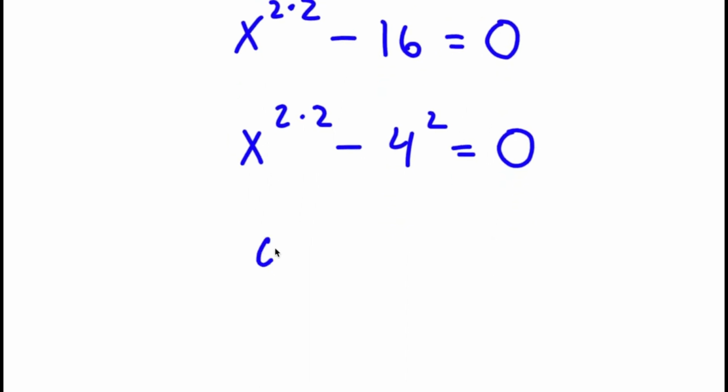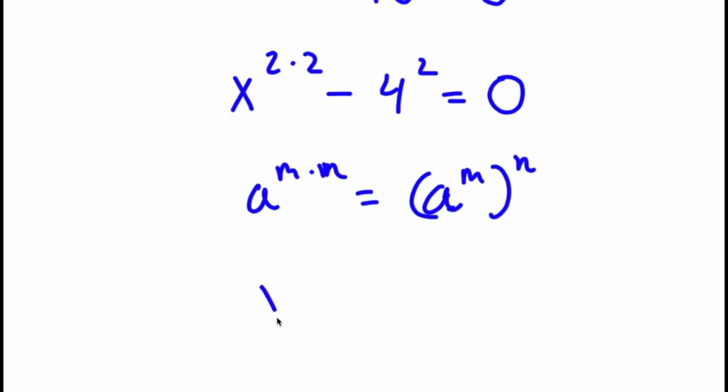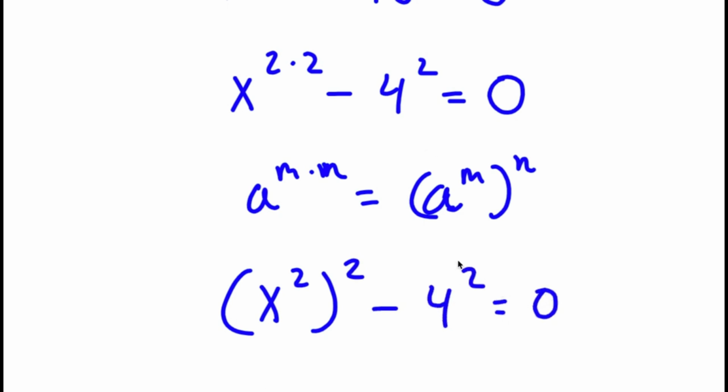Now if I have something in the form a to the power of m times n, this is equal to a to the power of m to the power of n. So in this case, x to the power of 2 times 2, I can rewrite as x to the power of 2 to the power of 2 minus 4 to the power of 2 is equal to 0.